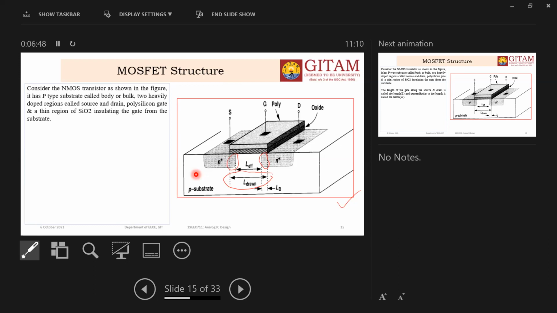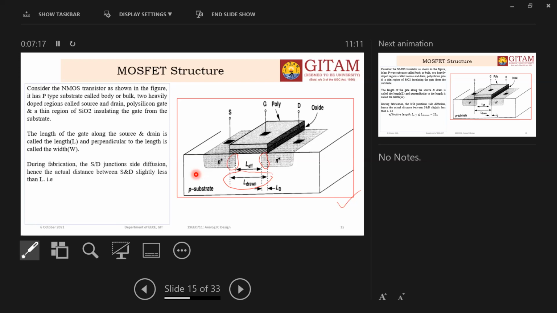Consider the NMOS transistor shown in the figure. It has four terminals called source, drain, gate, and body or bulk. It has two heavily doped regions called source and drain, a polysilicon gate, and a thin region of SiO2, dielectric or insulator, you can take it as anything. The length of the gate along the source to drain direction is the channel length, gate length L, and the perpendicular length is called the width.